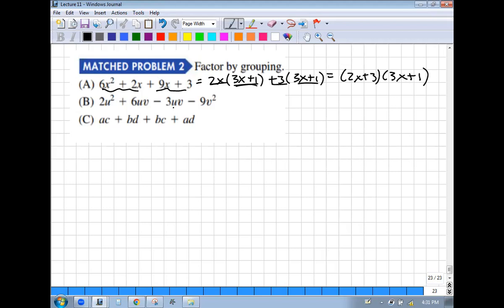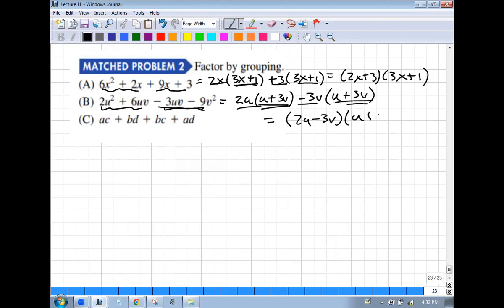All right. So the same thing here. We group these. The first ones, we could pull a 2u out. That would give us a u plus 3v. Here, I could pull a minus 3v out. That would give me a u plus 3v. So since we have that twice, we have a 2u and a minus 3v, both being multiplied by u plus 3v.